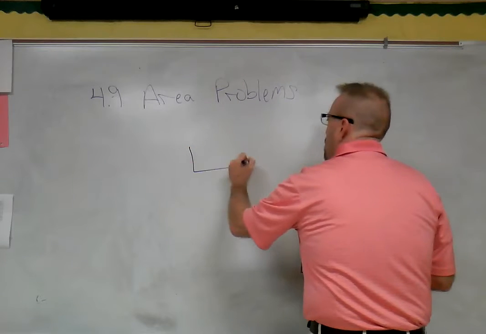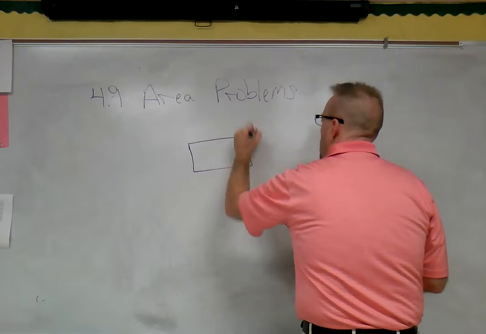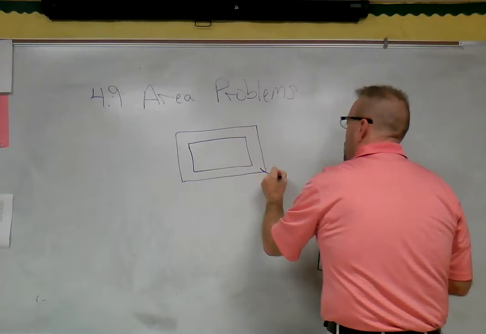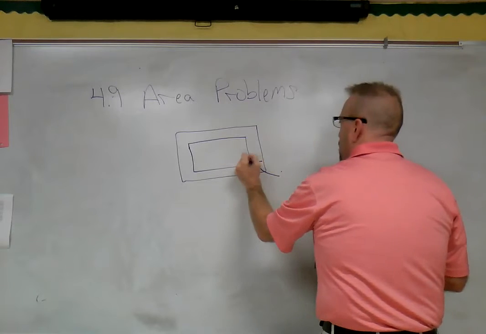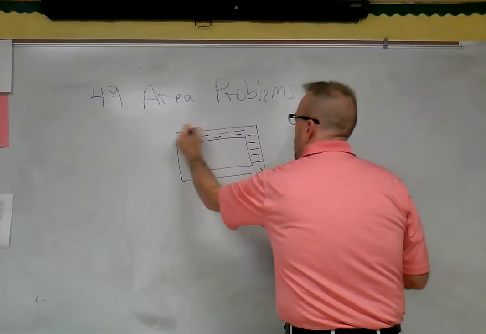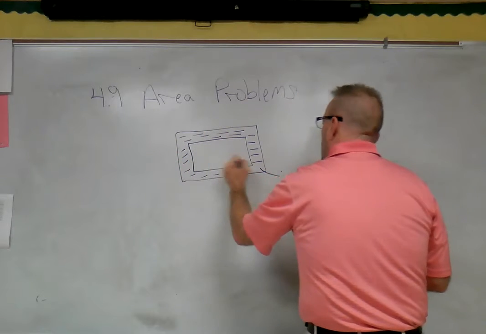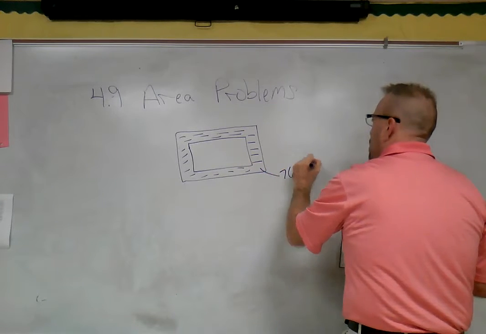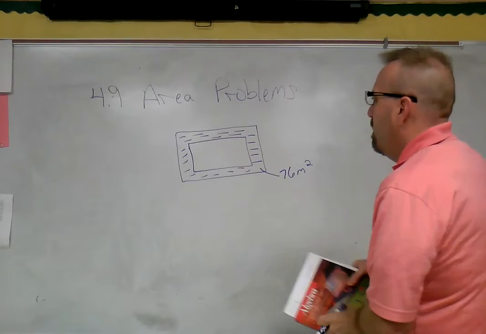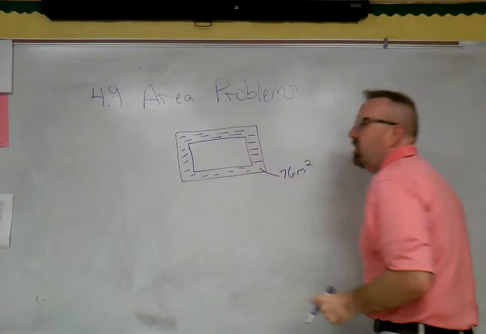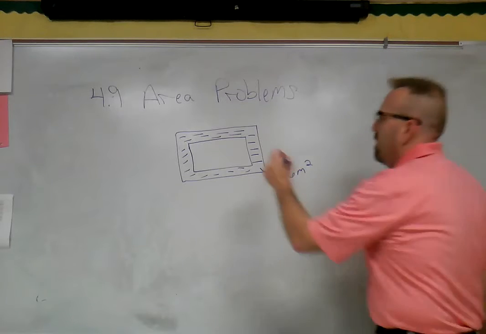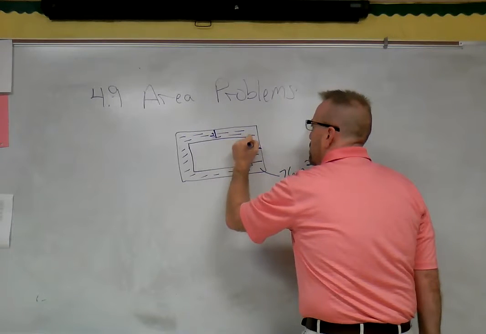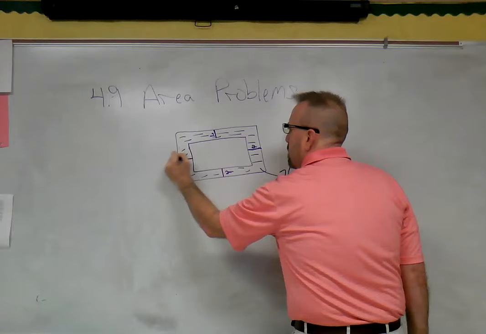Basically, we have a pond, and then around it, we have the brick walk. This part right here, the brick, that area is 76 meters squared. They want to know the area of this part right here. And we also know how wide it is. So that's 2, this is 2, 2, 2.